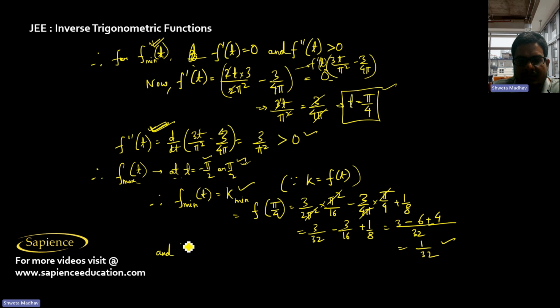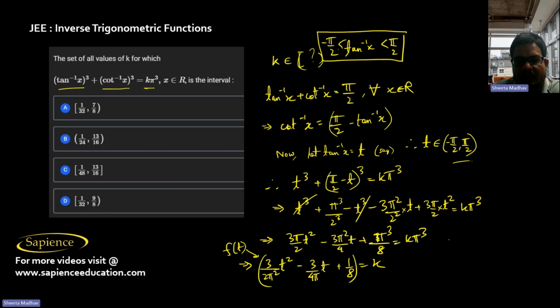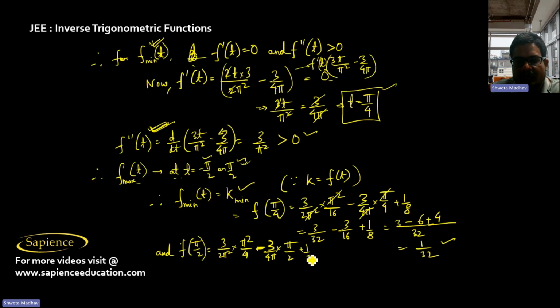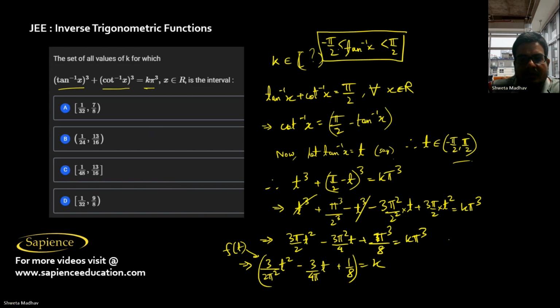And the maximum value of k, so first we find f of pi by 2. That is 3 by 2 pi square into pi square by 4 minus 3 by 4 pi into t, which is pi by 2, plus 1 by 8. So that will be equal to 3 by 8 minus 3 by 8 plus 1 by 8. So that is nothing but 1 by 8. And f of minus pi by 2 we can find.